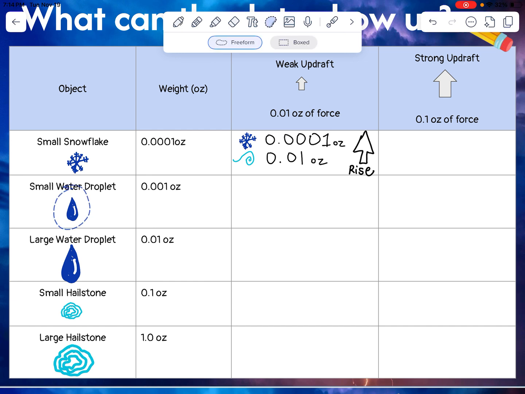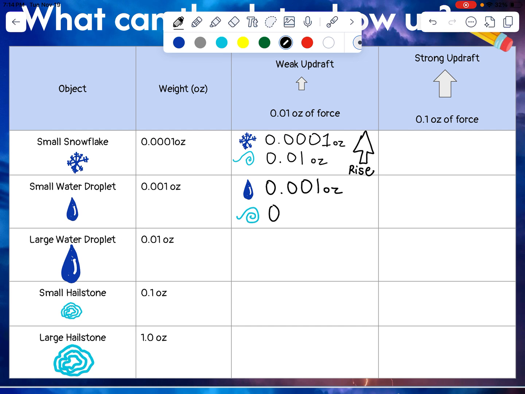Let's go again. We've got our small water droplet that has a weight of 0.001 ounce. And it's going to fight a weak updraft that has a force of 0.01 ounce. 0, 0, it's a tie. 0, 1, we have a winner. The updraft is stronger than the force pulling down on that little water droplet. So up it goes.